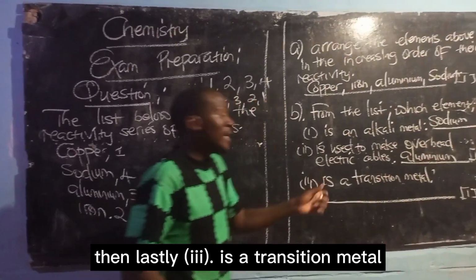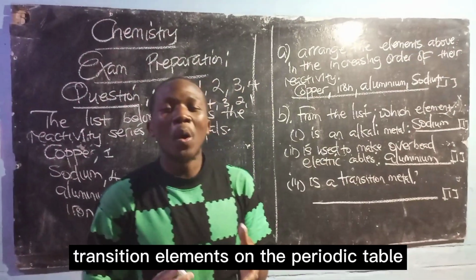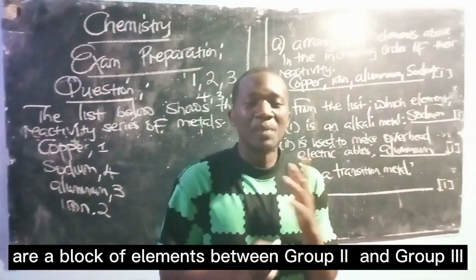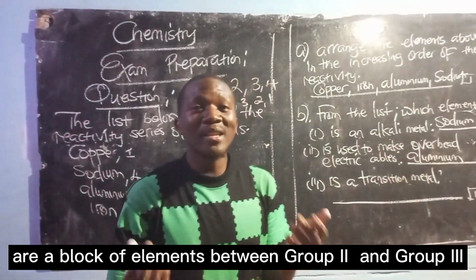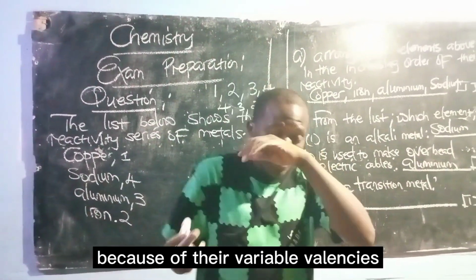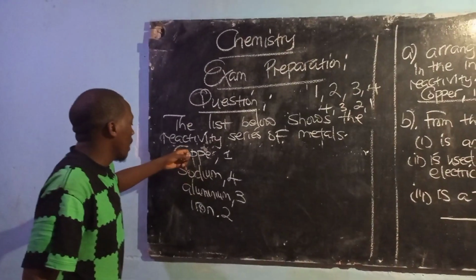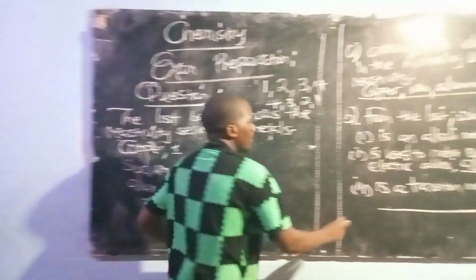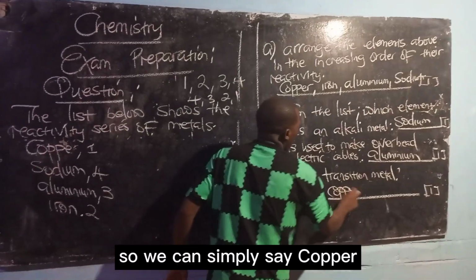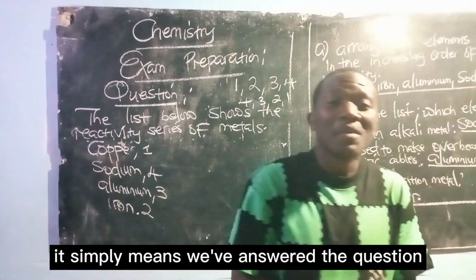Then, lastly, is a transition metal. Transition elements on the periodic table are a block of elements between group 2 and group 3. These are elements without a specific group because of their variable valencies. Hence, our answer can be either copper or iron, so we can simply say copper. Having done that, it simply means we've answered the question.